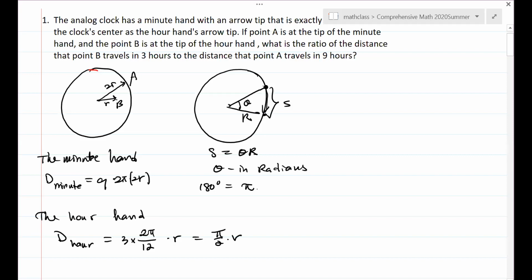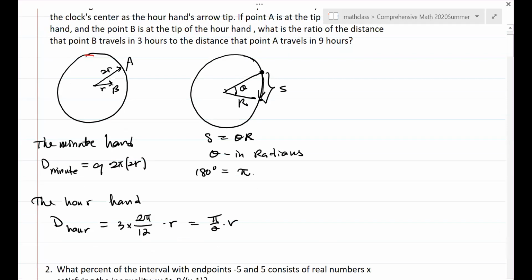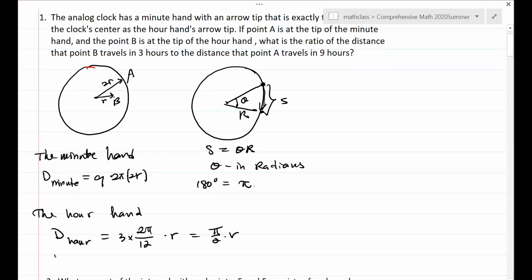Once you complete this, then you just take a look at the ratio. You can solve the problem. The ratio is pi over 2 r divided by 9 times 4, 36 pi r. After you simplify, it's going to be 1 over 72. So pi is gone, r is gone. If you understand the problem, then you're able to solve it. So the distance is the arc length. Remember, not the distance directly in space, the arc length.